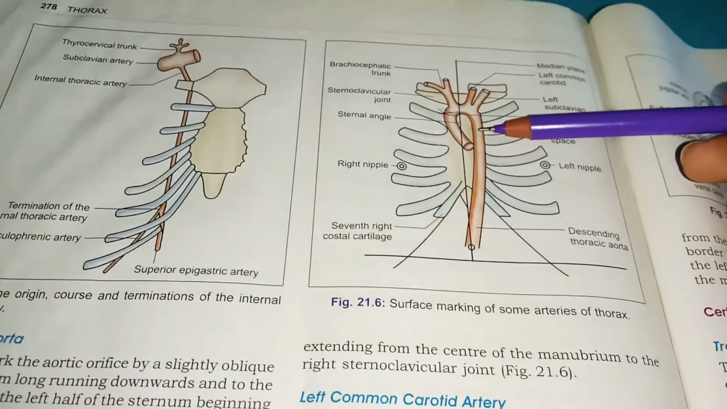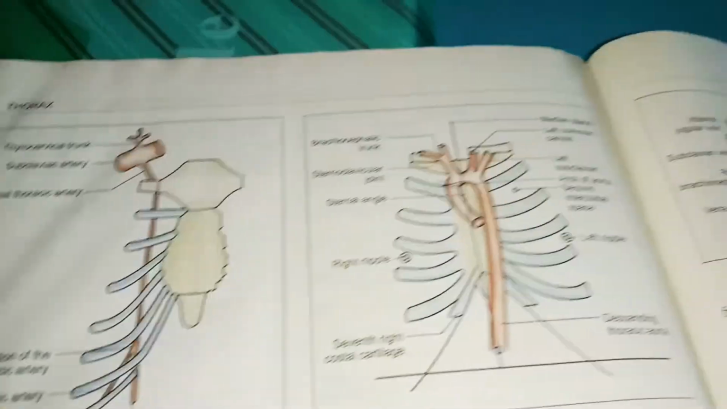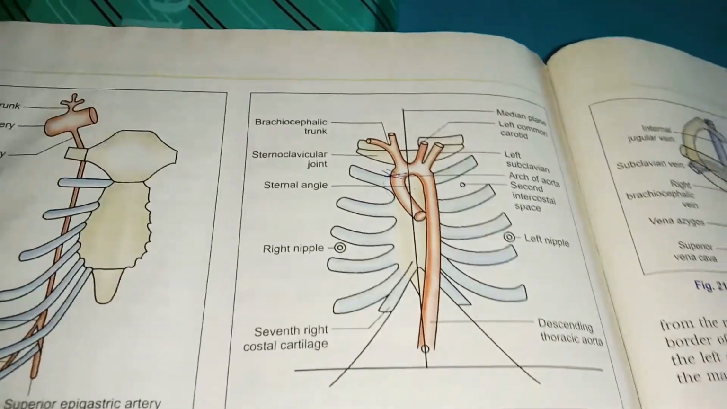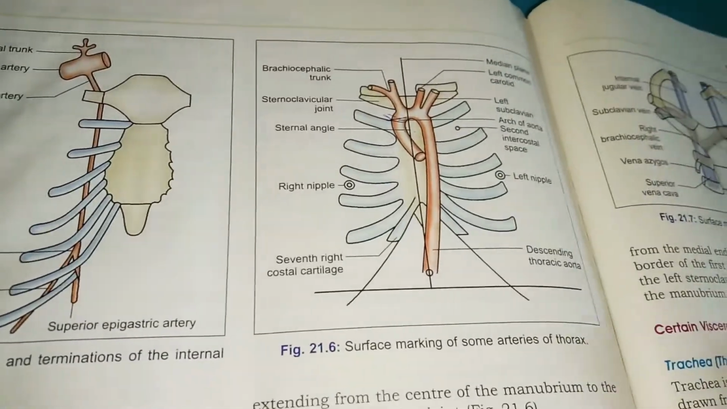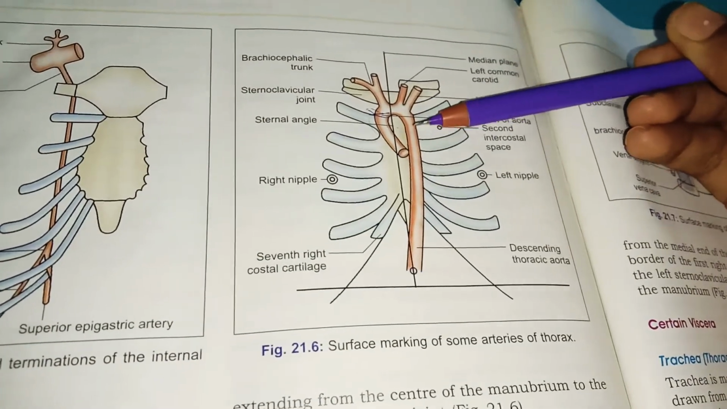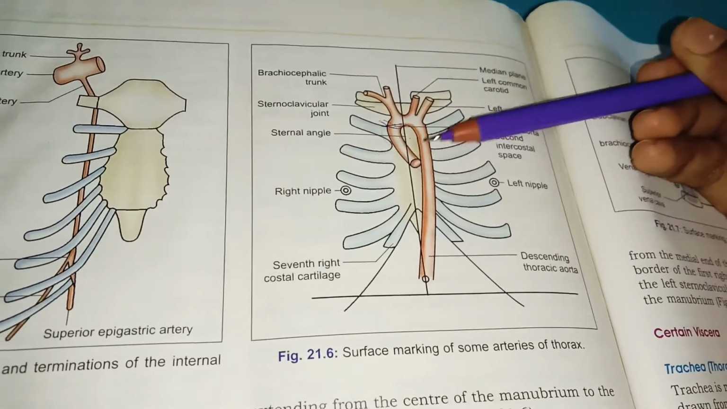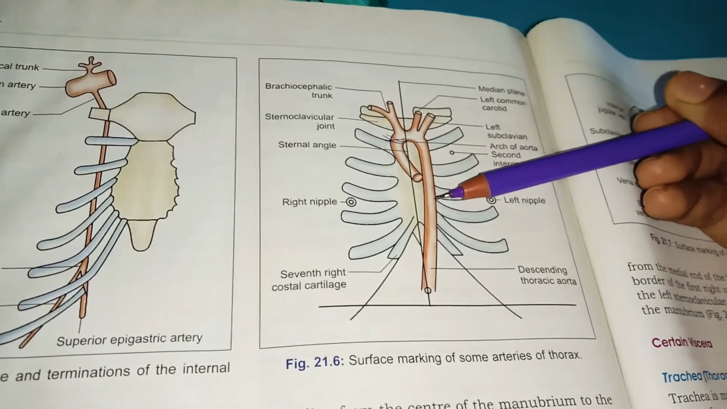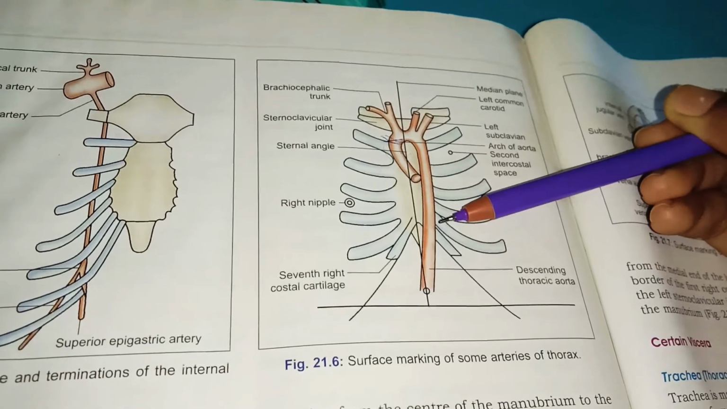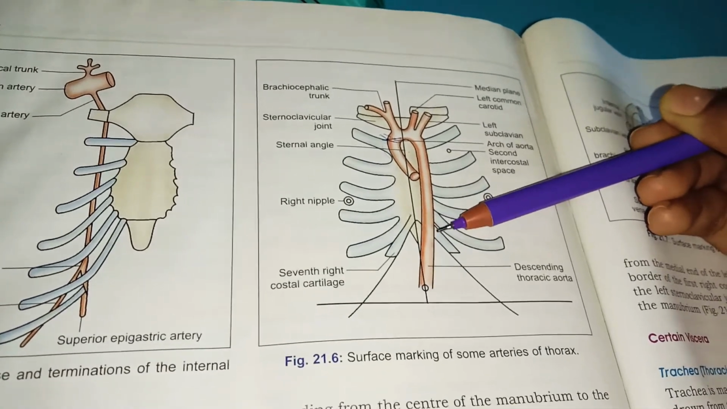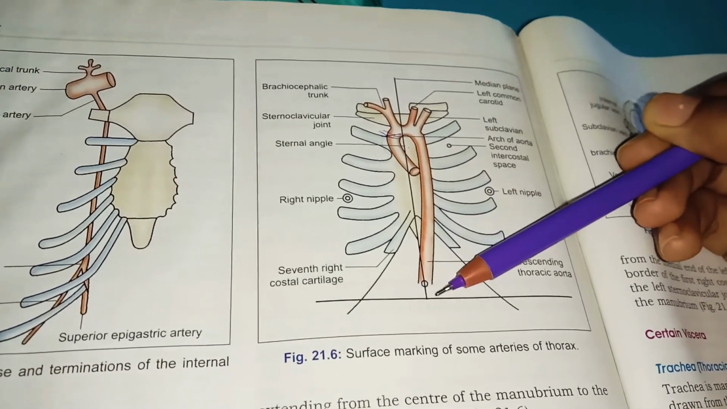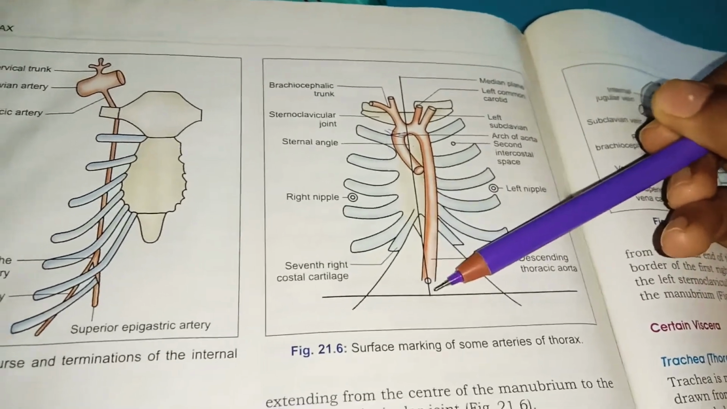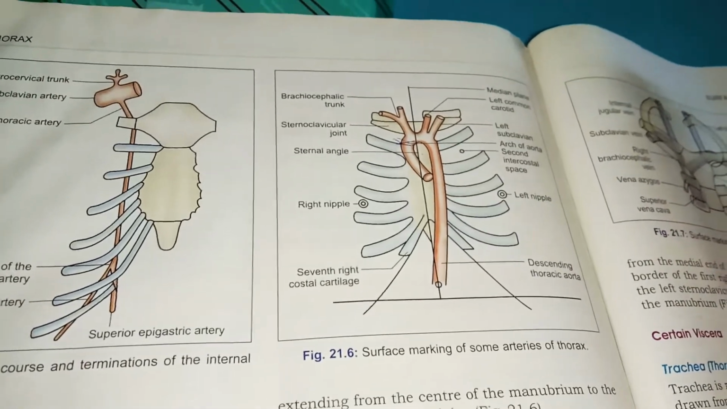The descending thoracic aorta should be marked mainly by two parallel lines 2.5 centimeter apart, which begin at the sternal end of the left second costal cartilage, and from there it passes downwards and medially and ends in the median plane 2.5 cm above the transpyloric plane. So just above the transpyloric plane it ends. So this is the transpyloric plane. So above that it ends. That is about the descending thoracic aorta.